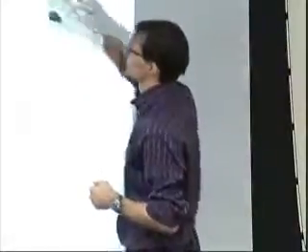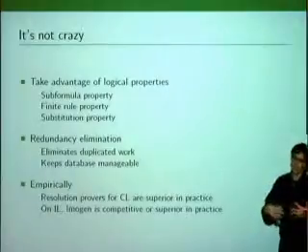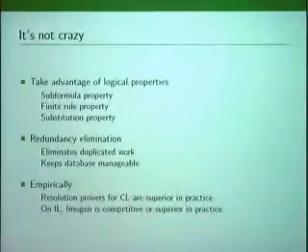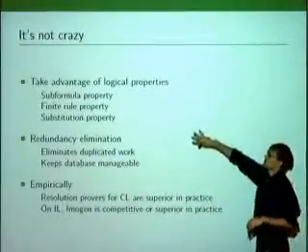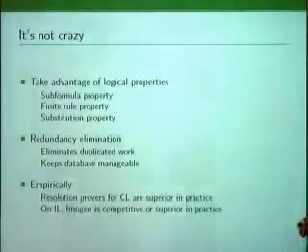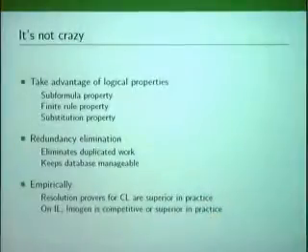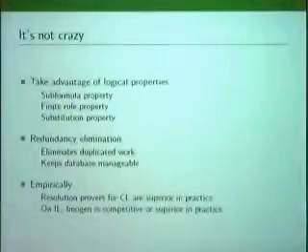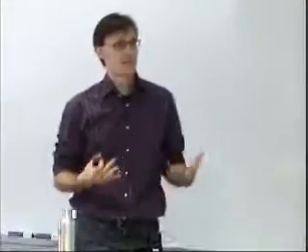Right? So we can take advantage of logical properties like the subformula property. A finite rule property just means you never have to generate an infinite number of new things from things you already have. And a substitution property is the idea that these sequents are universally quantified on the outside. And then, like we said earlier, using redundancy elimination can help eliminate duplicated work, and actually can keep the database manageable.